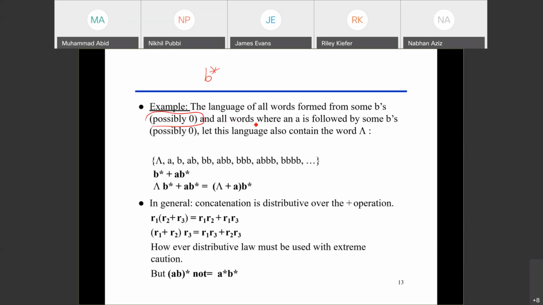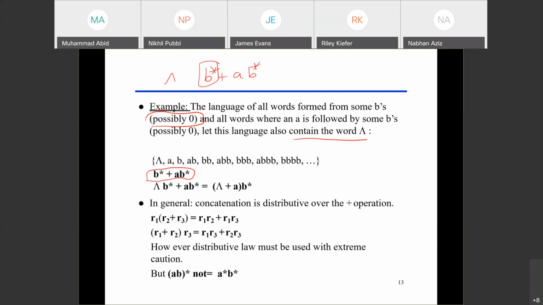And all words where an A is in the leading position, followed by some B's, possibly zero. This gives us the information that this is star. And let this language also contain the word lambda. So if I write this regular expression and choose this path, plus means either this or this; you can choose one of them. If I choose this path, from there I can get lambda. So I satisfied this part also. Now this is the regular expression of this.